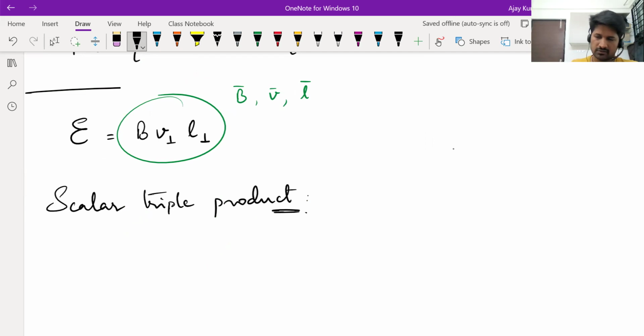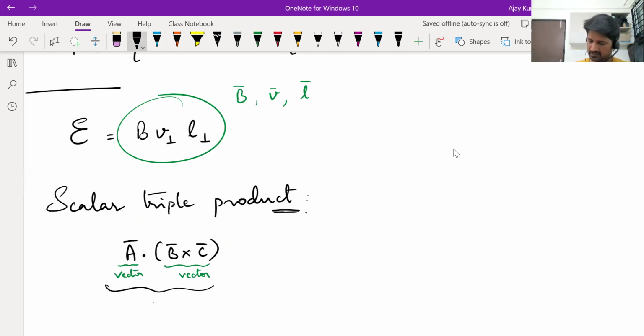So suppose A, B, and C are three vectors. The scalar triple product between them, there is a symbol also for it. I don't remember, but it's taken like this: A dot B cross C. B cross C, the cross product, will give you a vector. A is also a vector. But vector dot vector, the final result will be a scalar. That's why it's called a scalar triple product.